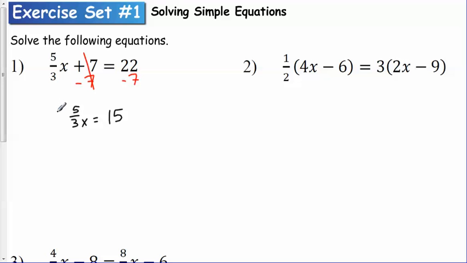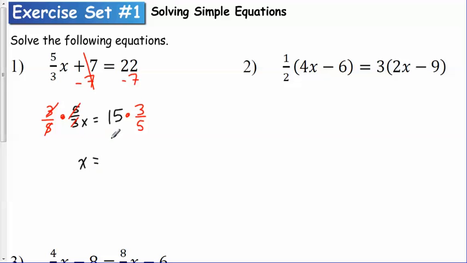So what you do if you have a fraction coefficient is you multiply the left side and the right side by the reciprocal, which means flip the fraction. So you multiply both sides by 3/5. The reason why is because the 3 on top and the 3 on bottom are going to cancel out. The 5 on top and the 5 on bottom are going to cancel out. And so I'm left with x equals, x is all by itself, has a coefficient of 1.